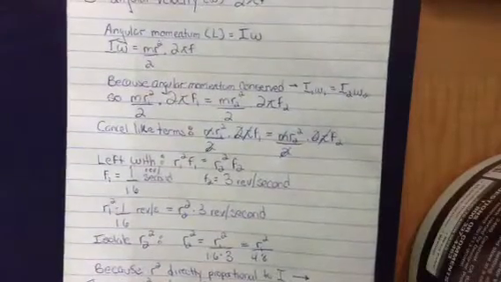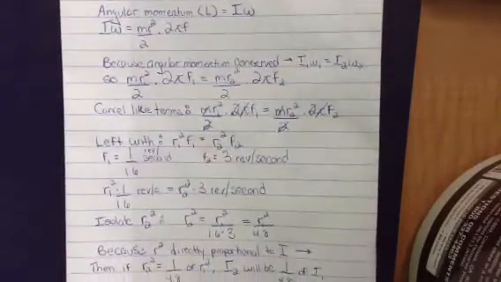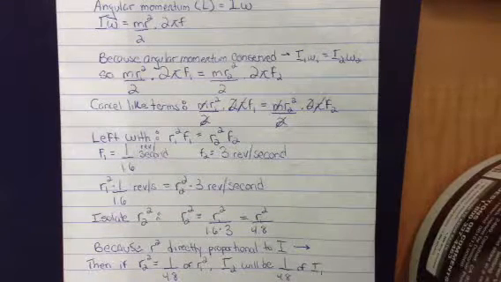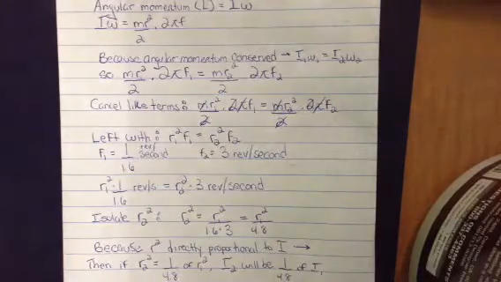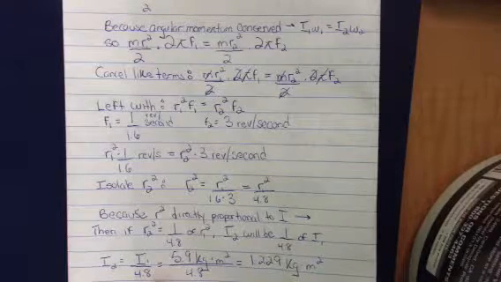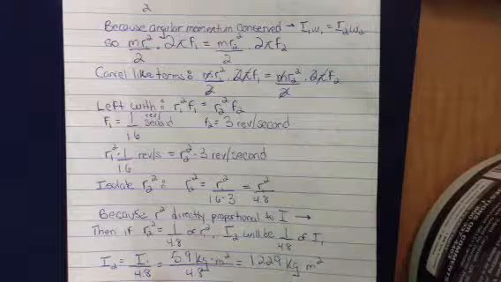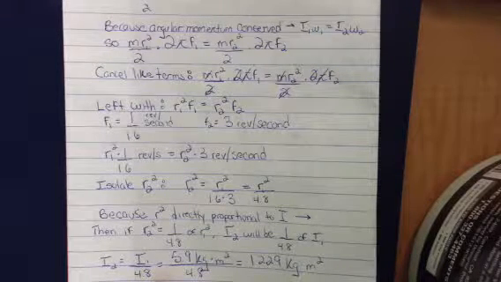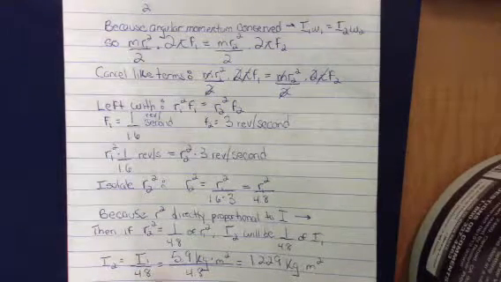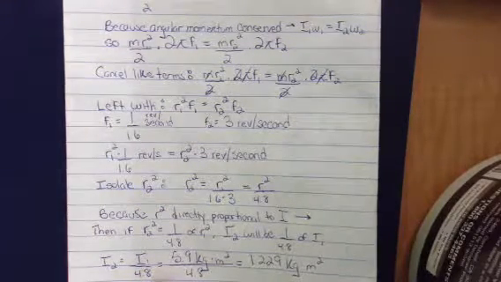Now because r squared is directly proportional to I, if r2 squared is 1 divided by 4.8 of r1 squared, I2 will be 1 divided by 4.8 of I1. So I2 equals I1 divided by 4.8. From the problem, they told us that I1 was 5.9 kilograms times meters squared. So we divide that by 4.8, and you get 1.229 kilograms times meters squared. And that is your answer.